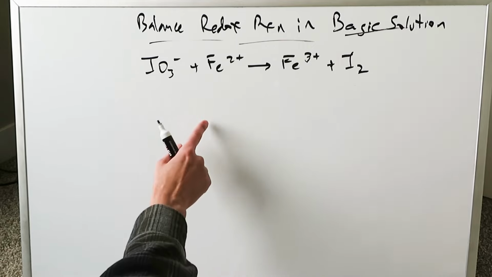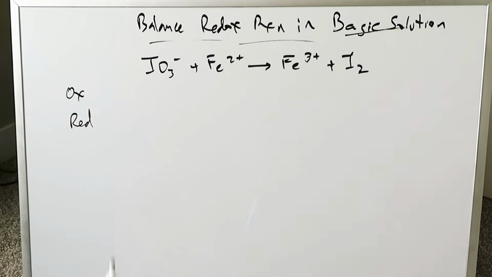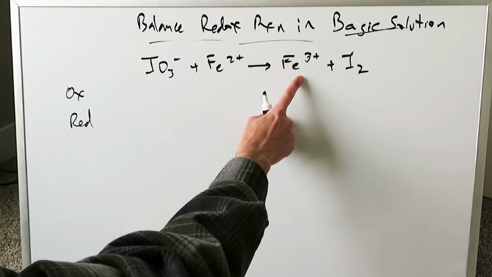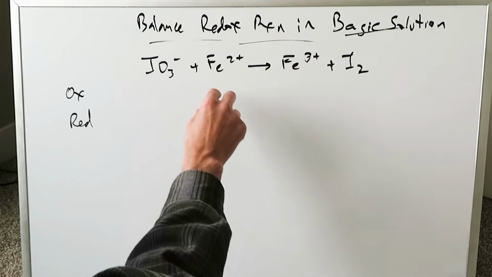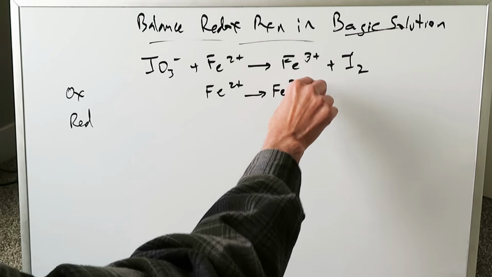You want to start by identifying the oxidation and the reduction reactions, and that's not too hard. You want to look at oxidation states. Iron is going from +2 to +3, so it's losing electrons because the positive charge is increasing, and that's your oxidation reaction. And we will write that half reaction here.